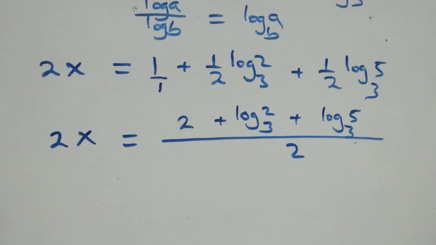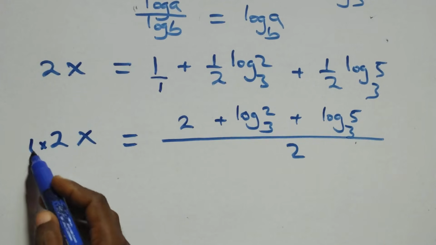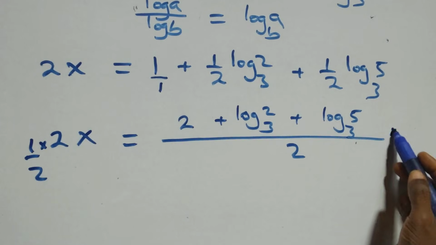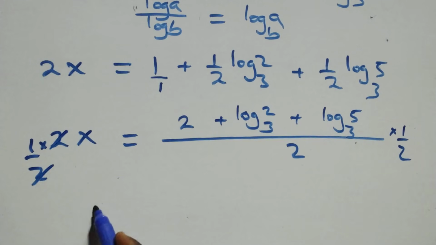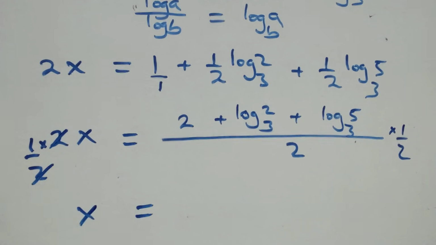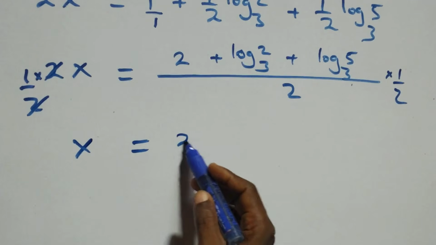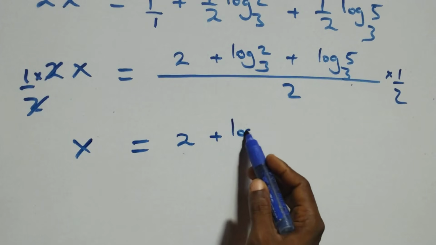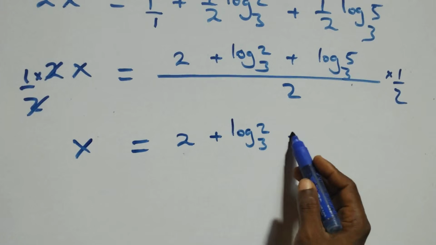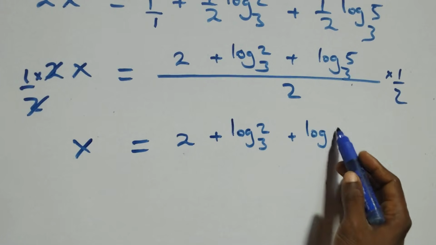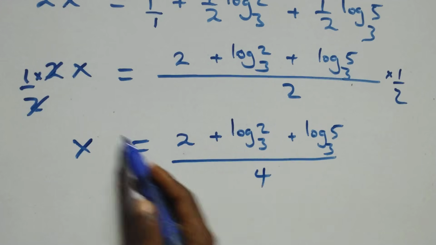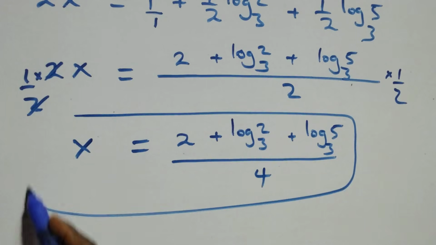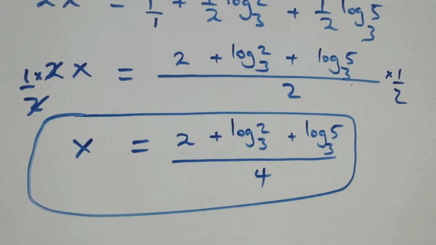Then here, multiply both sides by 1 over 2. Multiply this side by 1 over 2, and also multiply this side by 1 over 2. Here, 2 cancel each other, and we have x equals 2 plus log 2 base 3 plus log 5 base 3 over 2 times 2, which is 4. That is, we have the value of x in this problem as 2 plus log 2 base 3 plus log 5 base 3 over 4.